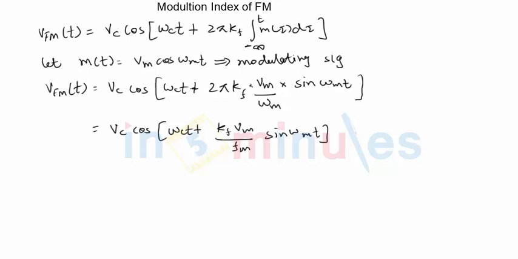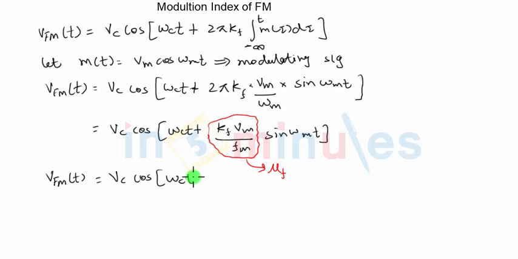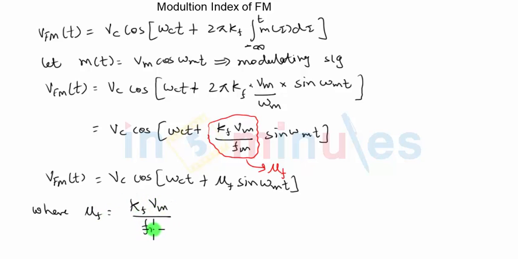If you remember, we later make a substitution for this kf Vm upon fm, and we substitute it as mu f, which is the modulation index. So we finally get the FM expression in the form of the modulation index. It becomes Vc cos of omega ct plus mu f sine omega mt, where mu f is the modulation index and it is nothing but kf Vm upon fm.